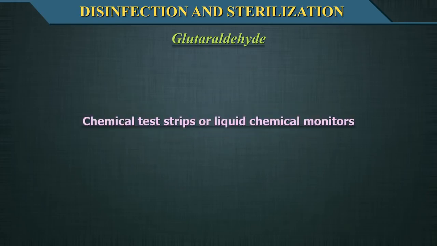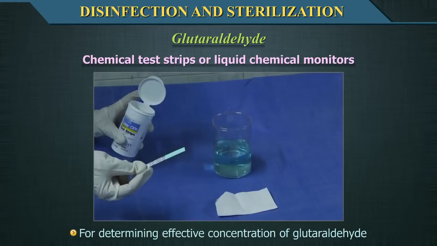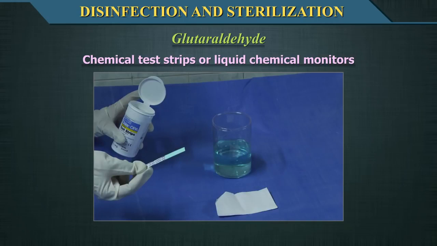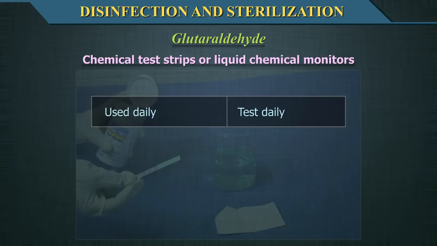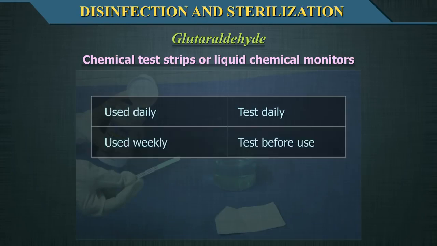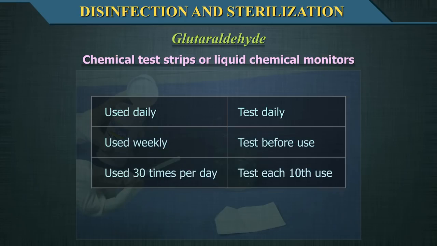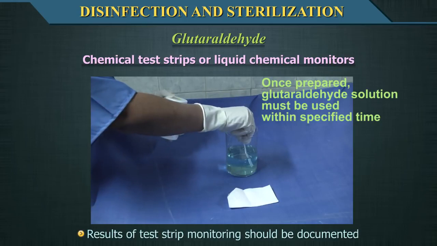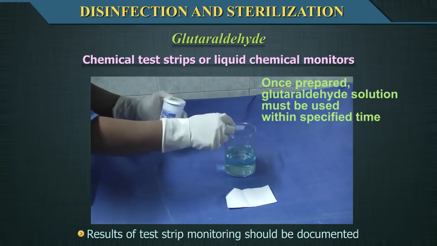Chemical test strips or liquid chemical monitors are available for determining whether an effective concentration of glutaraldehyde is present despite repeated use and dilution. The frequency of testing should be based on how frequently the solutions are used. For example, if used daily, test daily. Used weekly, test before use. Used 30 times per day, test each 10th use. But the strips should not be used to extend the use life beyond the expiration date. The result of test strip monitoring should be documented.